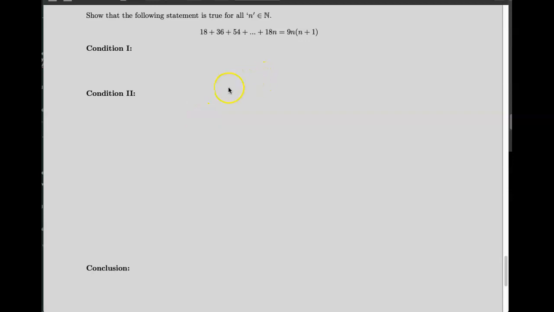Alright everyone, last problem. So we want to show that for all the natural numbers n, 18 plus 36 plus 54 plus ... plus 18n is equal to 9n times n plus 1. And so notice that nothing is written here, it's up to us to fill it all in. And so for condition 1, we want to show n equals 1 is true.